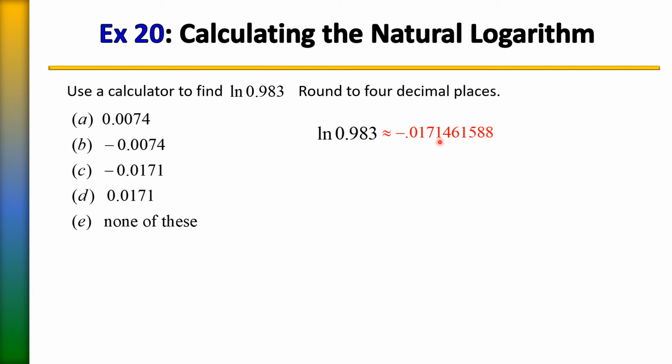So recall, I'm going to have to look at the number to the right of that 1. In this case, it is a 4. And I want to know, is that 5 or more, or is it less than 5? Now, because it is less than 5, we are simply just going to drop the 4 along with everything that is behind 4. So therefore, our answer would be C, negative 0.0171. And there you have it, using a calculator to find the natural logarithm.